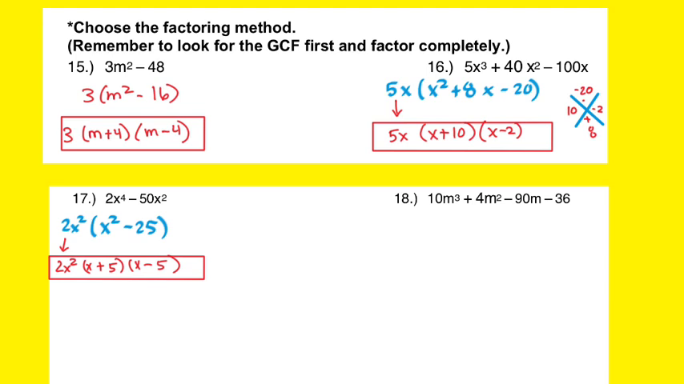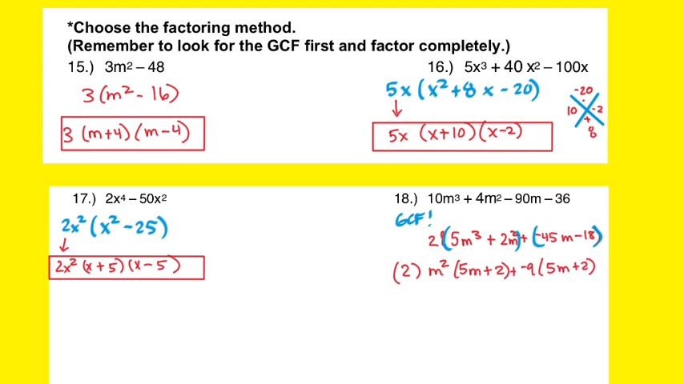Number 18, it looks like it's going to be grouping, but first I'm going to take out a GCF. If I don't do this, I might miss something later. Now I take out a greatest common factor to reveal that hidden GCF of 5m plus 2. And when I regroup, I see I have a hidden difference of 2 squares.